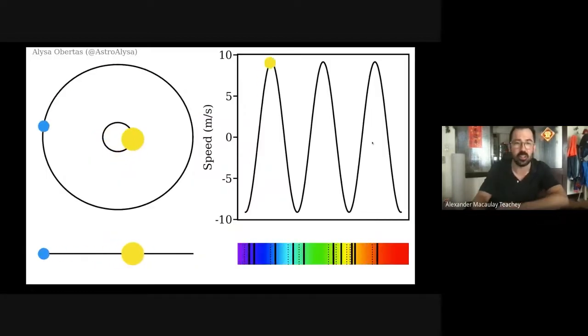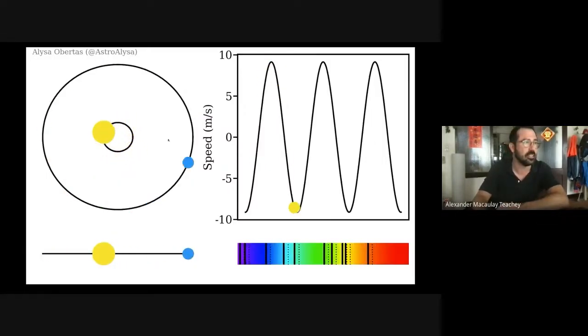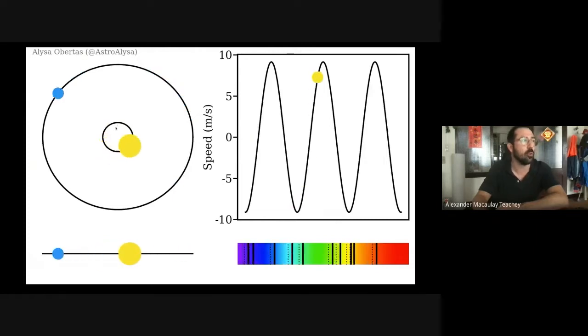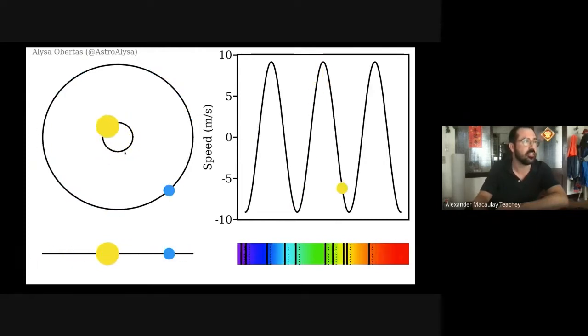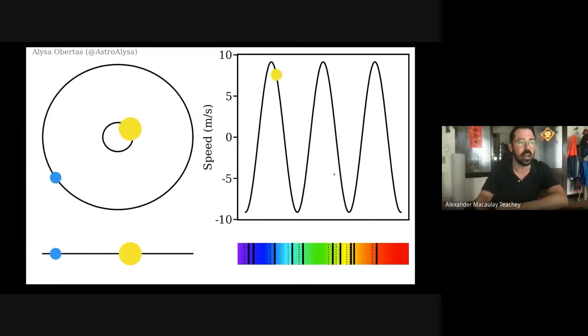Here's a sort of an animation of what's going on here. Again, you can see that the planet and the star are really kind of orbiting one another. This is the center of mass here. And so if we are an outside observer, we can see the star coming towards us and coming away from us, oscillating back and forth like that.